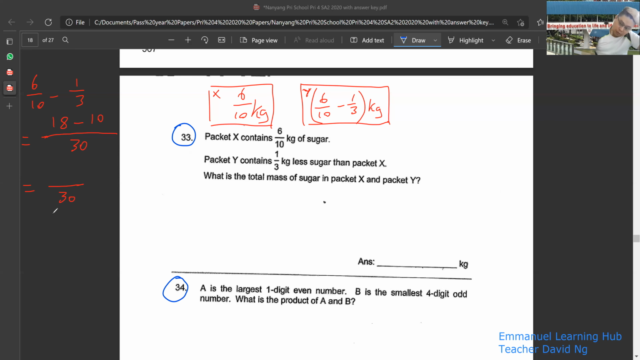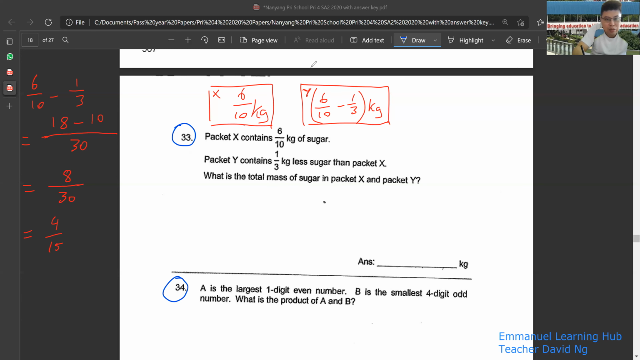How many over 30? 8 over 30. What's the lowest form? 4 over 20. 4 over 15. Okay, total mass.